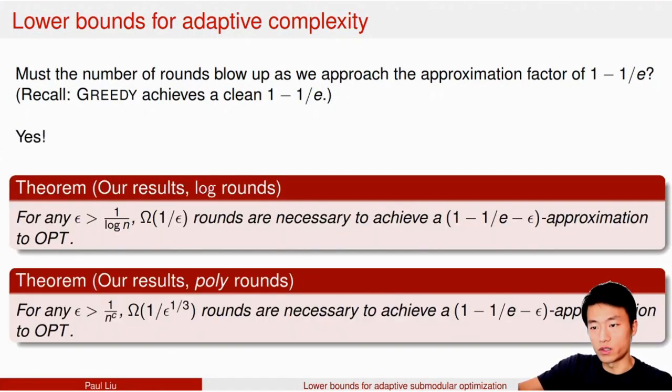We show that yes, we do have to blow up the number of rounds as we approach 1 minus 1 over e. And in fact, we have two different regimes: one for when the number of rounds is at most log n, and the other for when the number of rounds is some polynomial, n to the c for some c less than 1. The reason for the two different regimes is technical and relates to an optimization problem we solve while proving the lower bound, which we'll talk a bit about later.